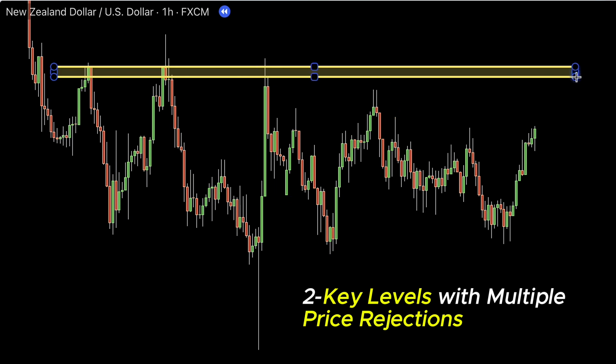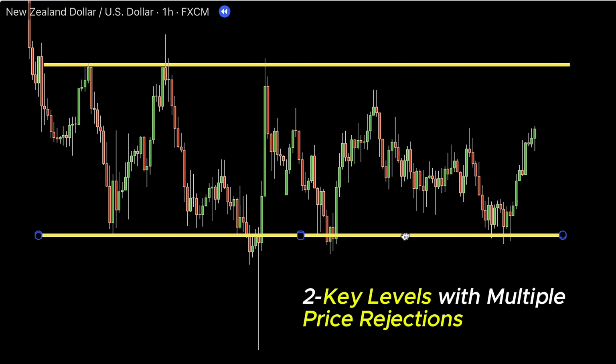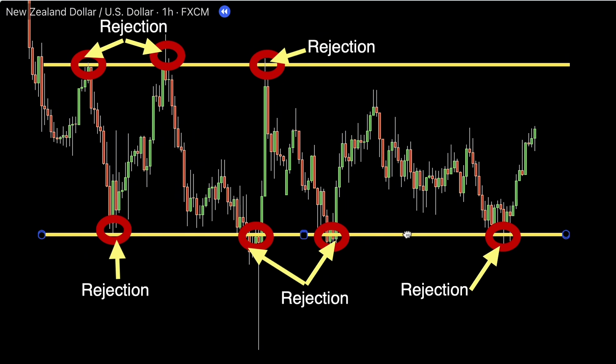Key levels with multiple price rejections. Another strong indicator of a key level is seeing multiple rejections at the same price. This means that the price has approached this level several times and has been pushed back each time, showing that it's a significant level for buyers or sellers. When price repeatedly touches a level and is unable to break through, it tells us that there's a strong buying or selling interest at that price. The more times a level is rejected, the more important it is, as it signals a clear barrier where buyers or sellers are stepping in.